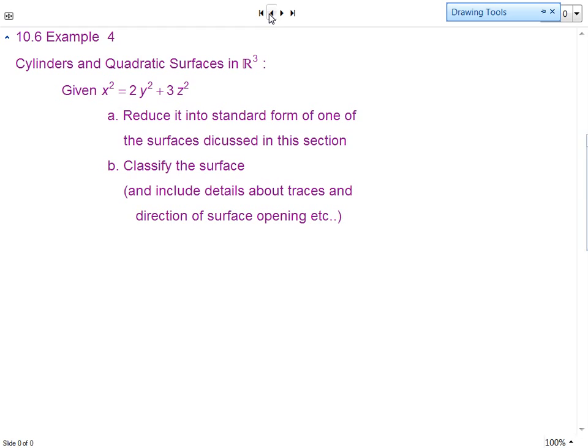All right, we'll start with this one right here. Okay, given this equation, reduce it into standard form of one of the surfaces discussed in this section, classify the surface, include any details about the traces and direction of the surface opening. Are you serious? We got to do that? Really?